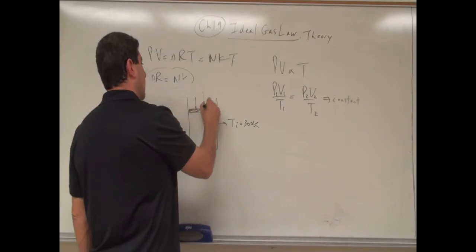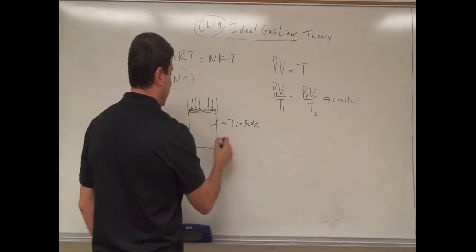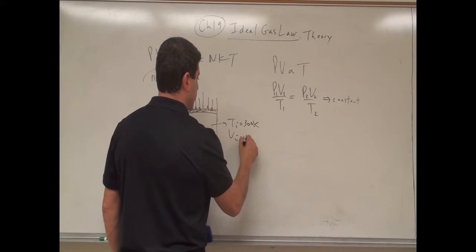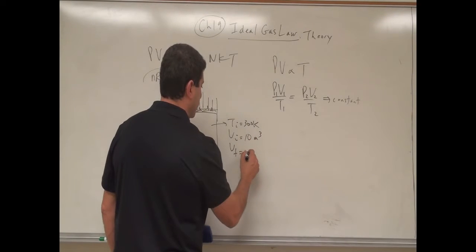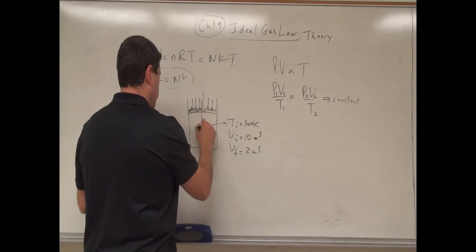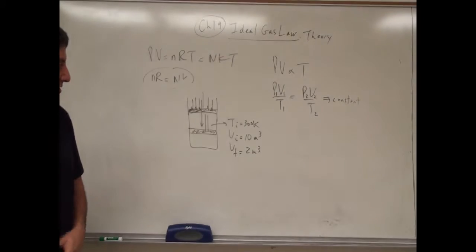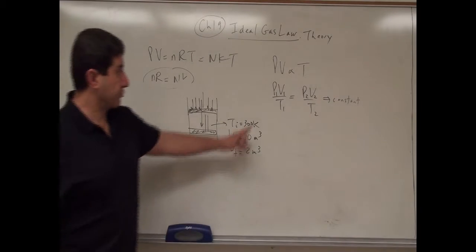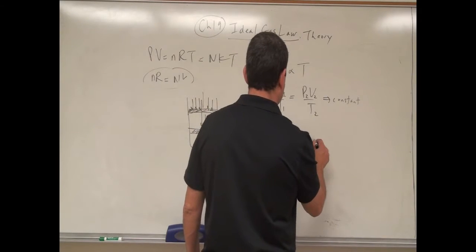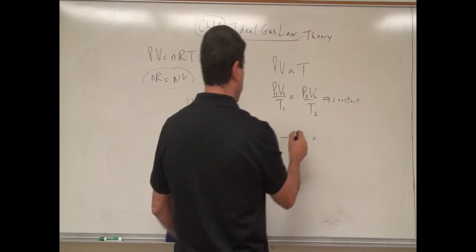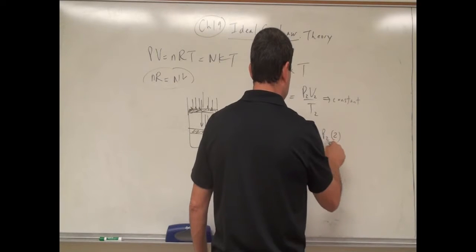So let's say I press on the cylinder, and it goes down. The initial volume is 10 meter cubed, and then the final volume is going to be equal to 2 meter cubed. So let's say it goes down. What's going to happen here? Well, of course, the pressure and the temperature are likely to change. The initial temperature is 300 Kelvin. The initial volume is 10 meter cubed. The final volume is 2 meter cubed.